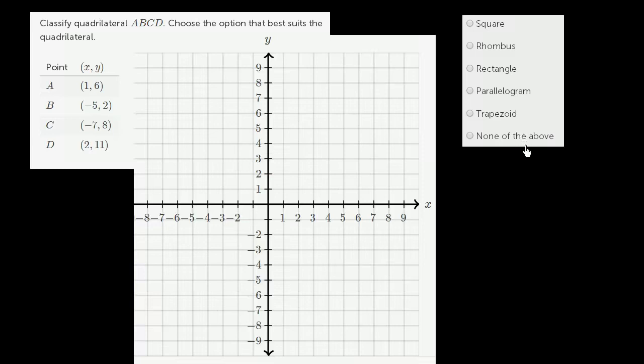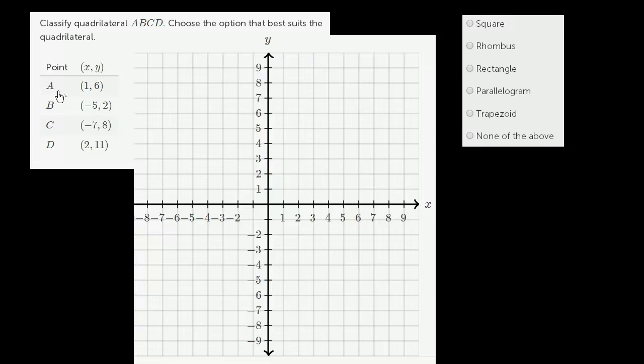And I'm assuming we're going to pick the most specific one possible, because obviously all squares are rhombuses, or rhombi, I guess you say. Not all rhombi are squares. All squares are also rectangles. All squares, rhombi, and rectangles are parallelograms. So we want to be as specific as possible in picking this.